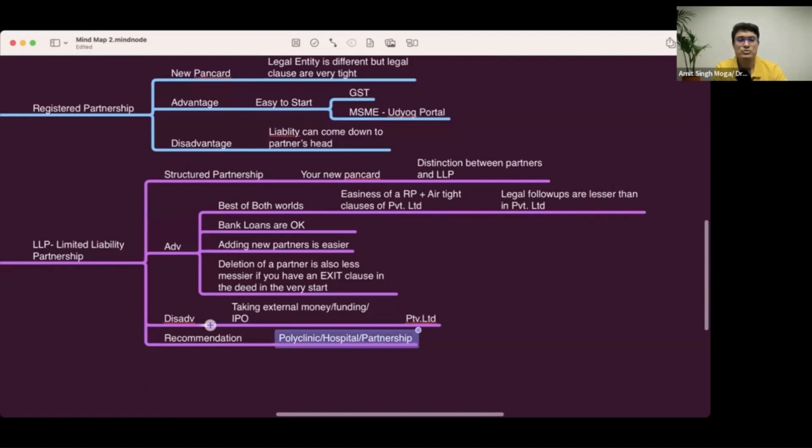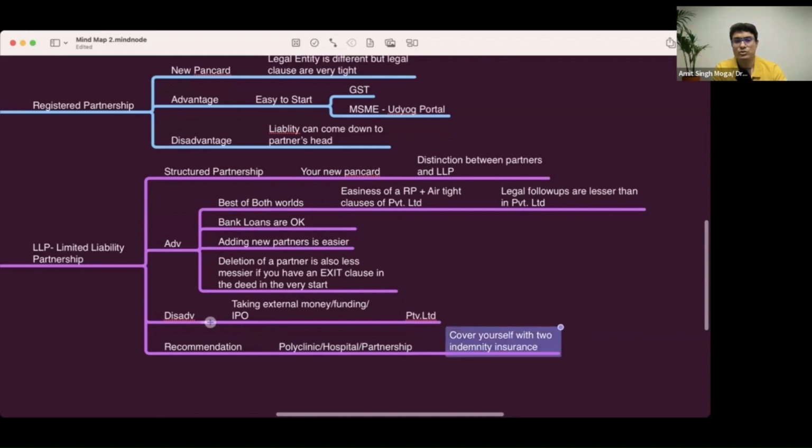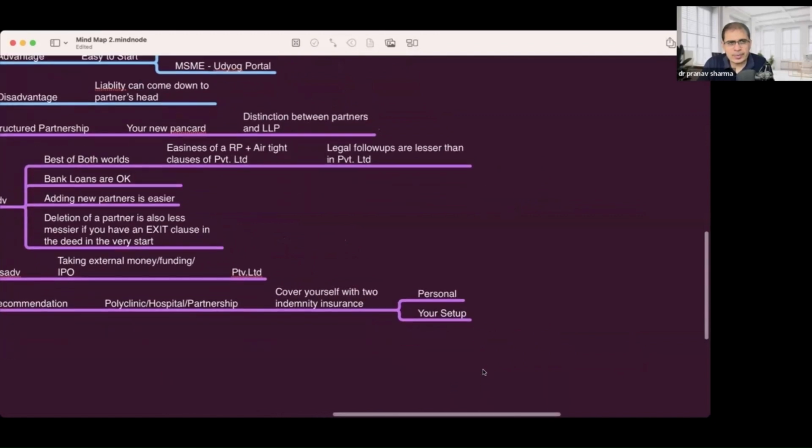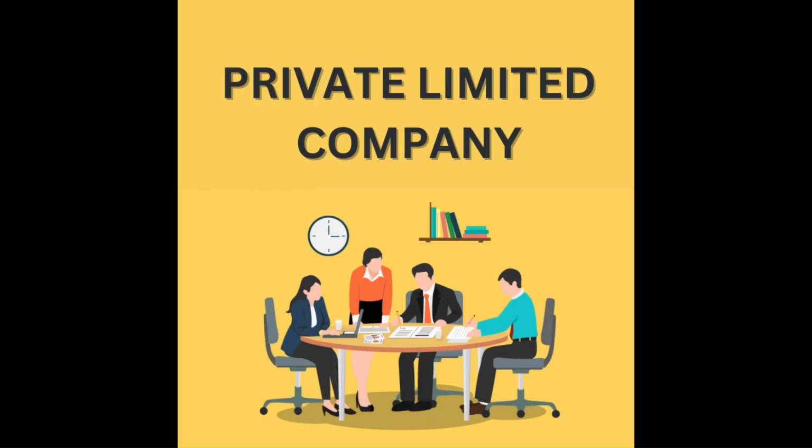Another recommendation is to cover yourself with 2 indemnity insurances. One is your personal and another is for your setup. The second one is important because there can be mistakes committed by your staff also. That will be covered in this second one. Personal is of course required. Sometimes things go wrong by some assistant or nurse or patient attendant, ward boy. They can do some mischief. That is covered.